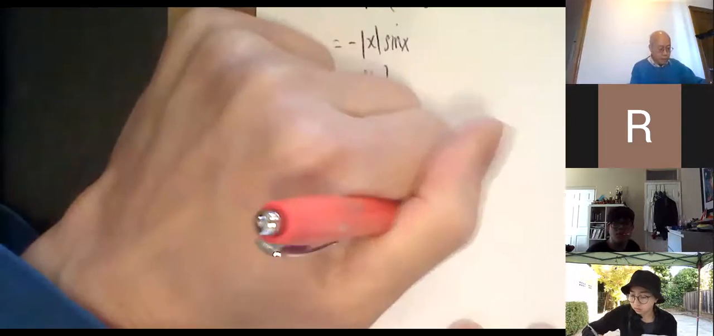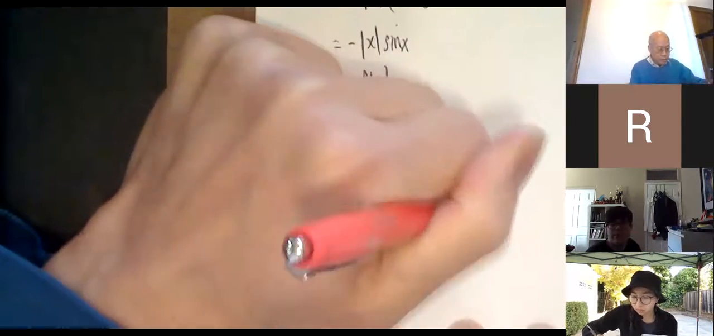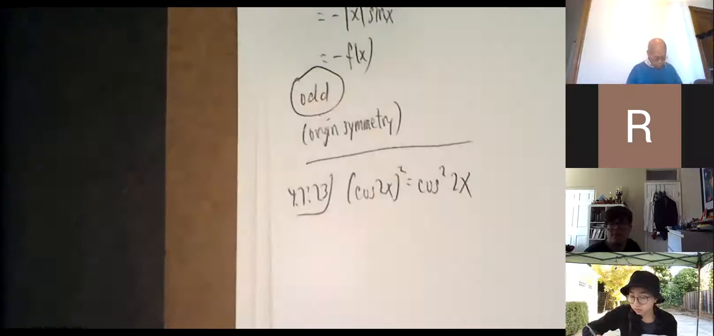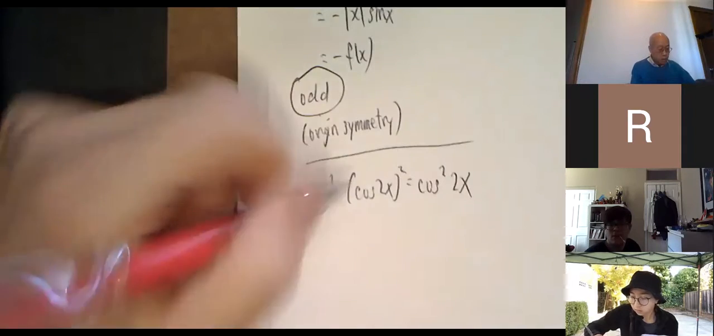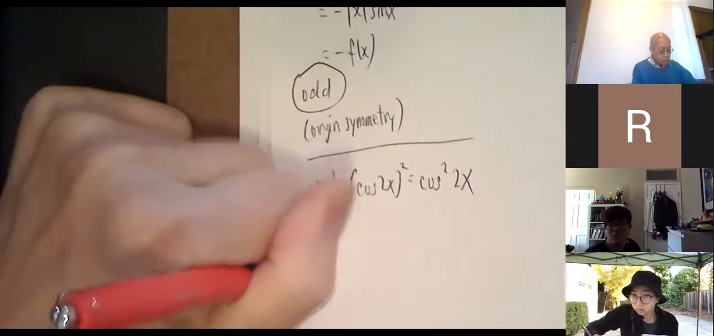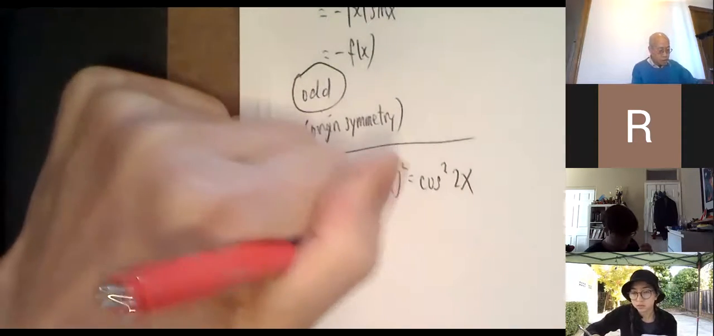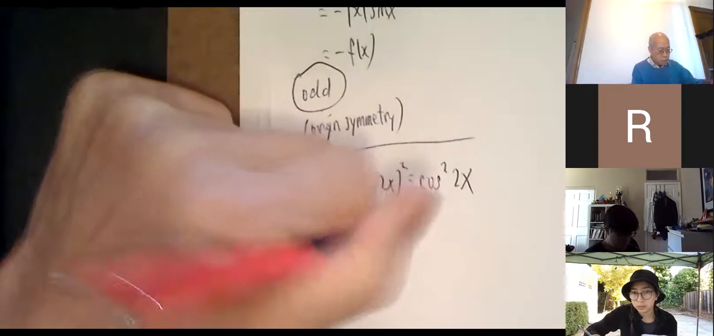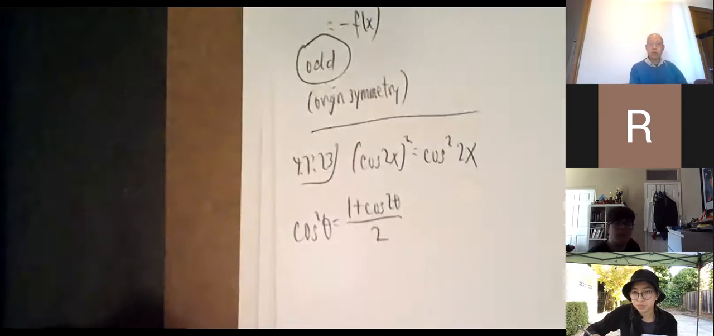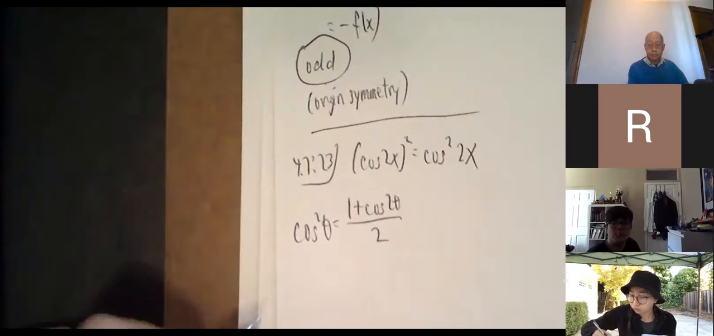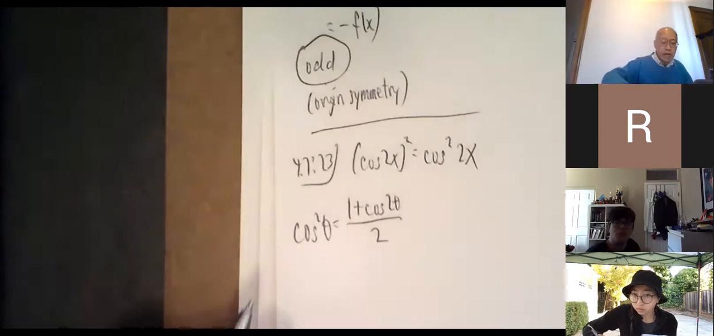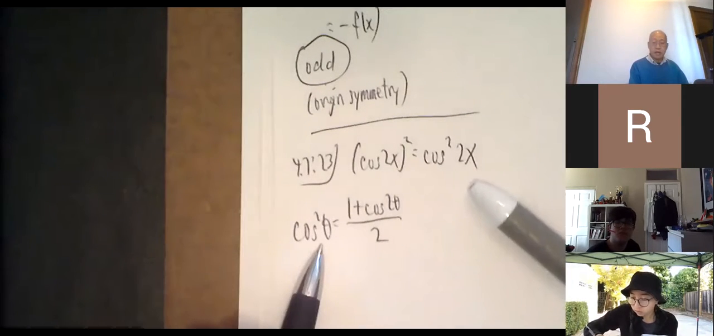Cosine of 2x squared, and the usual way I write it is cosine squared 2x. Rewrite it so that you only have stuff to the first power. Okay, so I'm going to use this identity: cosine squared of theta is 1 plus cosine 2 theta over 2. So if you look at what I have over here, theta is like 2x.